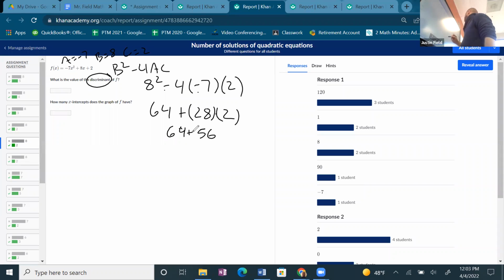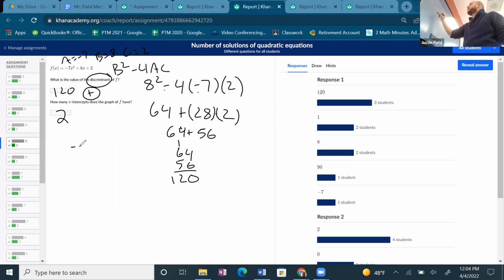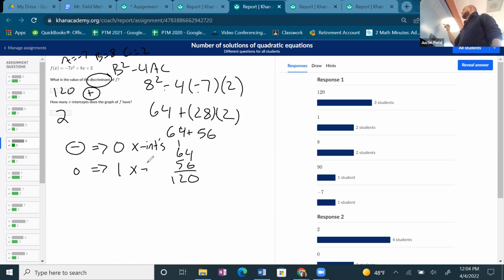64 plus 56. So the value of the discriminant is 64 plus 56, 120. But the important thing to know is that it's positive. Because it's positive, there are 2 x-intercepts. If it was negative, that would imply that there are 0 x-intercepts. And if it was 0, that would imply that there's 1 x-intercept.